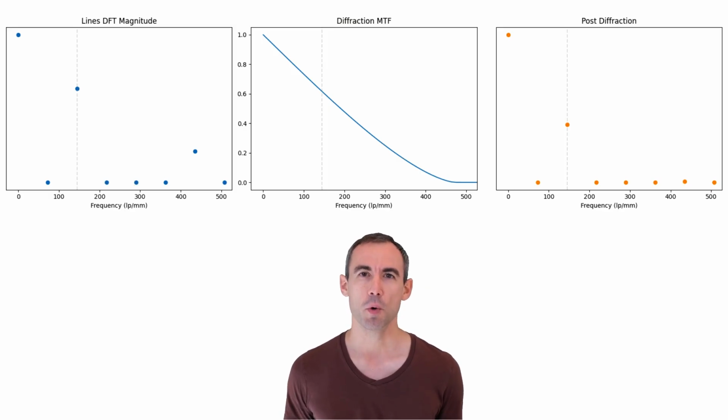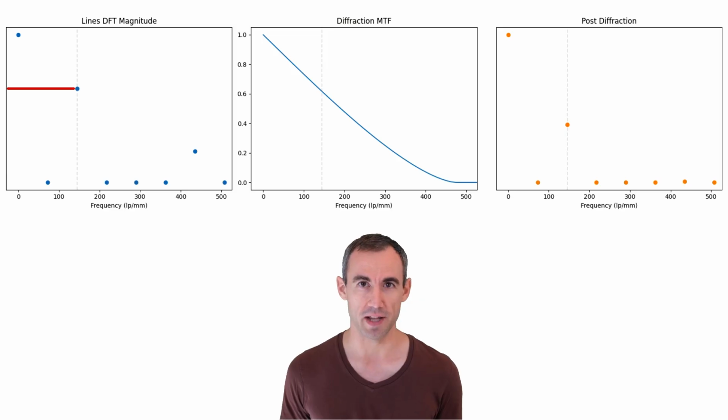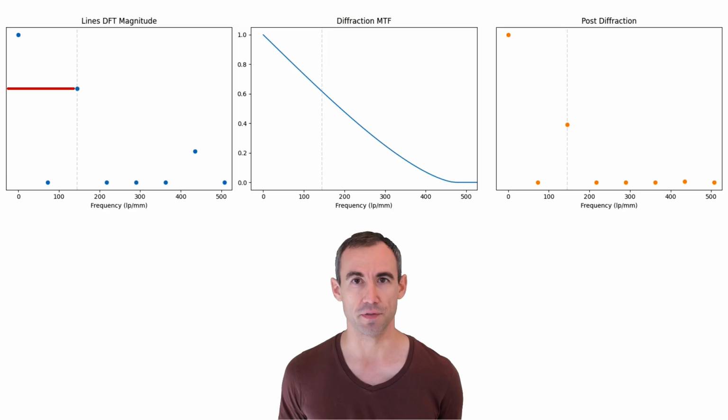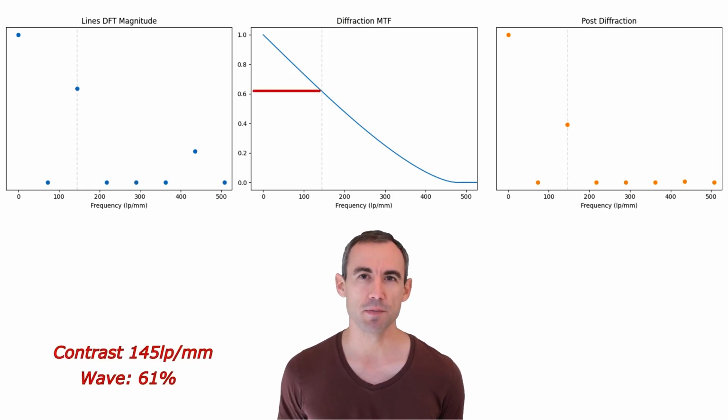So for example, we know that the line pattern contains this much of a wave with a frequency of 145 cycles per millimeter. This is the same plot as we saw earlier, but here I'm showing the frequencies only up to the cutoff frequency, roughly. So it looks a bit different. Okay, the lens reduces the contrast of such a wave to 61%. So by multiplying those two values together, we get the intensity of this wave after diffraction.